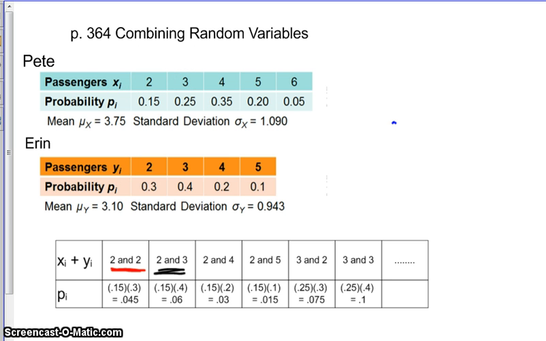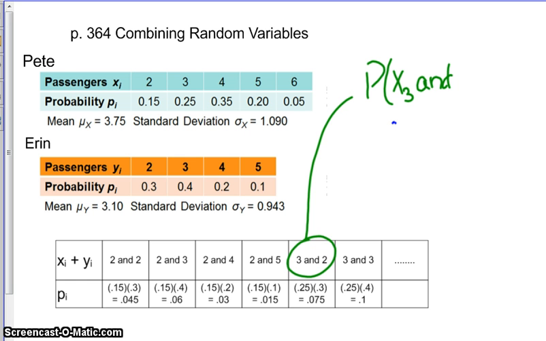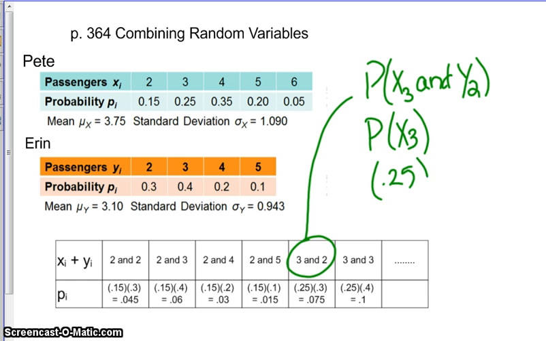What we're talking about down here when we look at, say, 3 and 2, is what's the probability that my random variable X takes on 3 passengers and my random variable Y takes on 2 passengers? Now, if you notice what I have written down here, I have 0.25, which is the probability of 3 passengers for X, times the probability of 2 passengers for Y, which is 0.3. Now remember, the big rule for us to be able to multiply again is that we need to have independence.